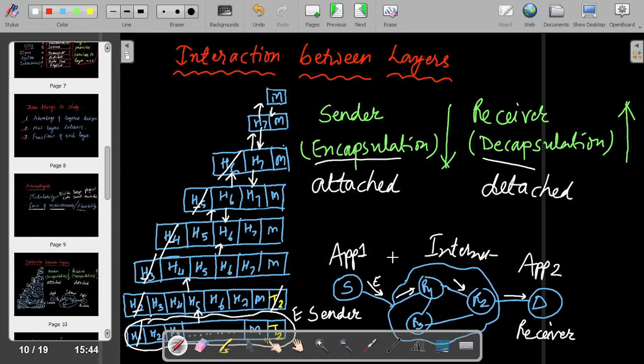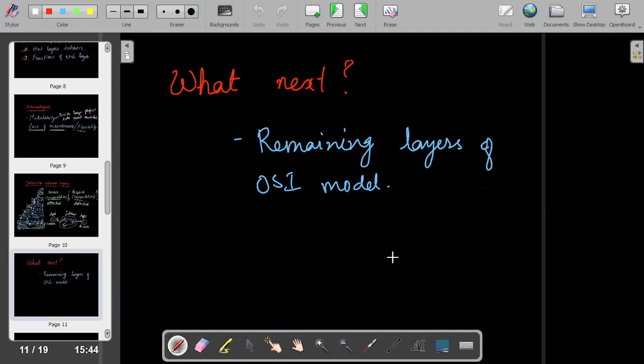So with this, we will stop for this particular lecture, and what next? We will talk about the remaining layers of the OSI model. As such, we have to start from the very first layer, from the top, and that is the application layer.